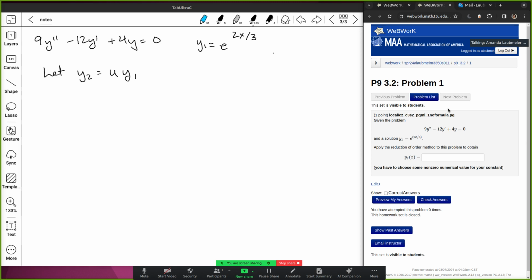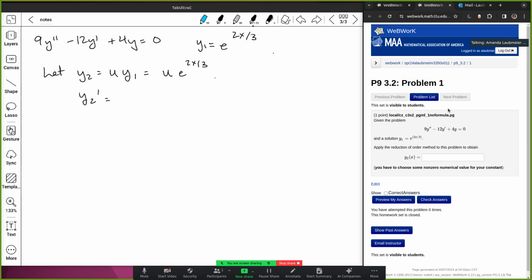So our approach for these reduction of order problems is always to assume that the second solution, y2, is some unknown function u times the first solution we were given. And so in this case, it's going to be some unknown u times e to the 2x over 3. And then just like most other methods in this section, once we have that assumption of what we think the solution will be like, we're just going to go ahead and plug it into the ODE and figure out how to make that true. So if y2 is u e to the 2x over 3, I'm going to need to know its derivatives to plug it in to the ODE.